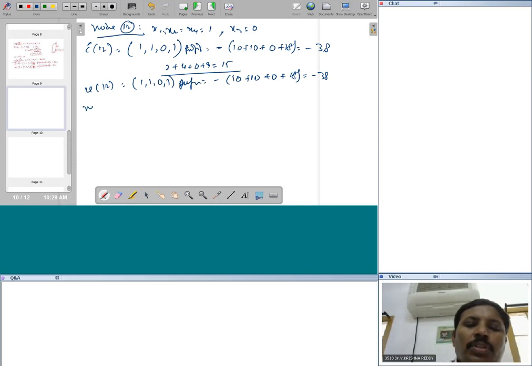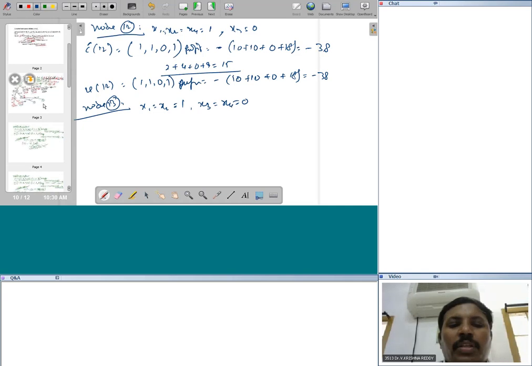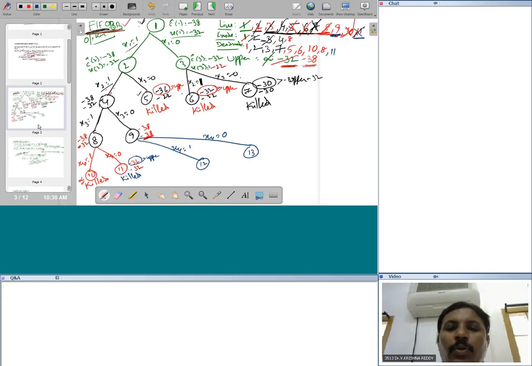Next, node 13, the last node in this problem. The status of that node is x1, x2 are ones. Next, x3 and x4 are zeros. If you have any doubt, please see the tree. What is node 13? In the path from node 1 to node 2 to node 4, x1, x2 are ones, and x3 and x4 are zeros. So up to this, it is the 1100 concept.